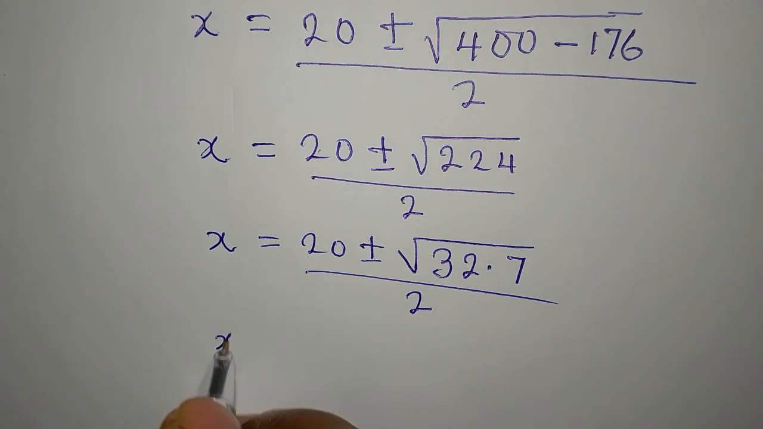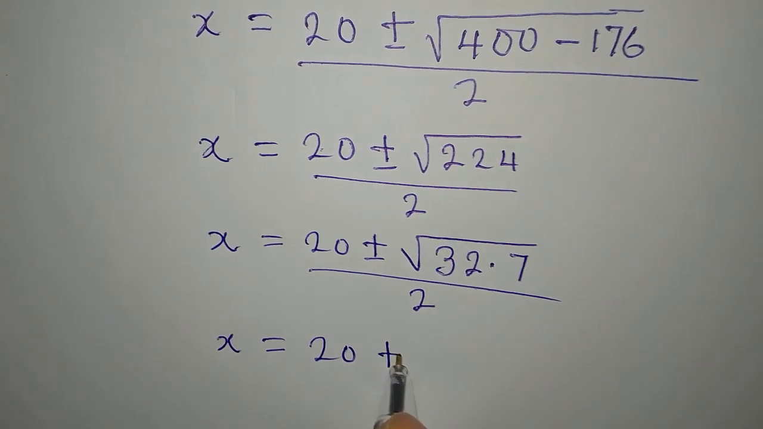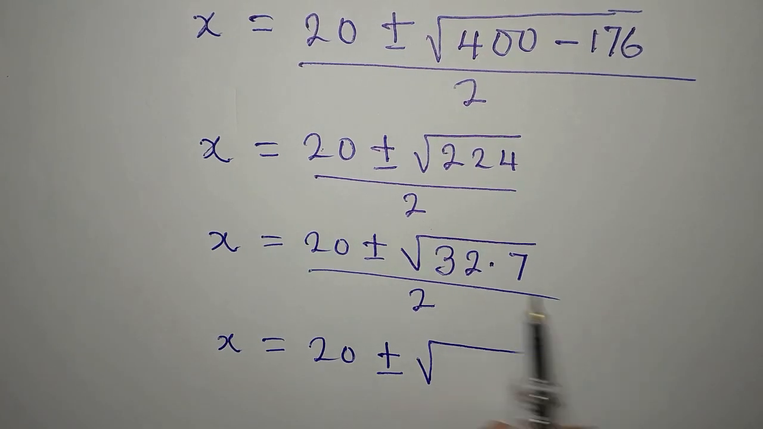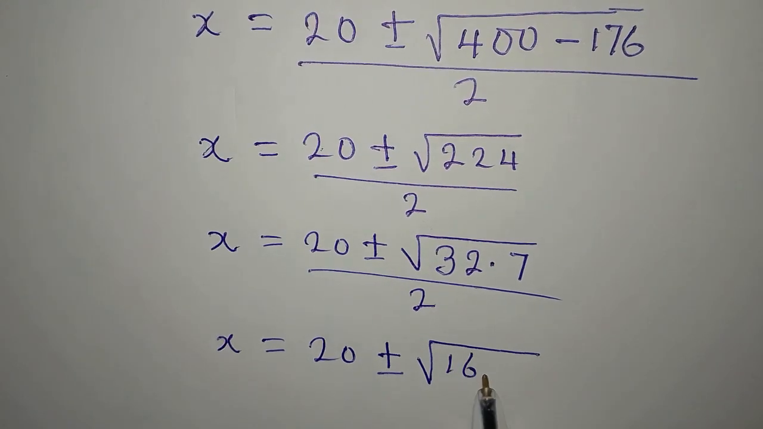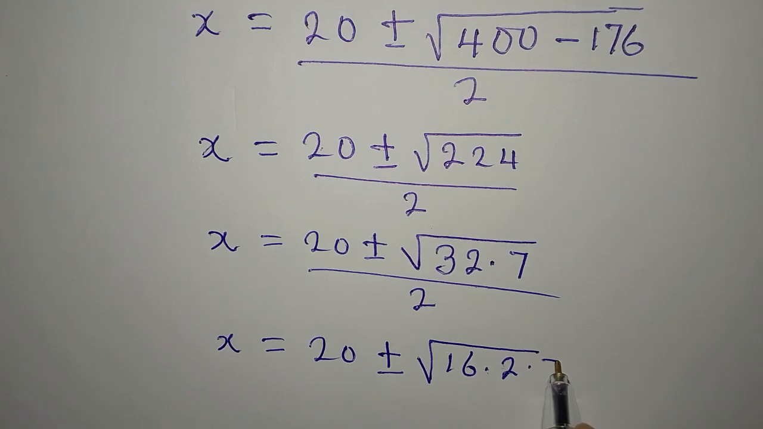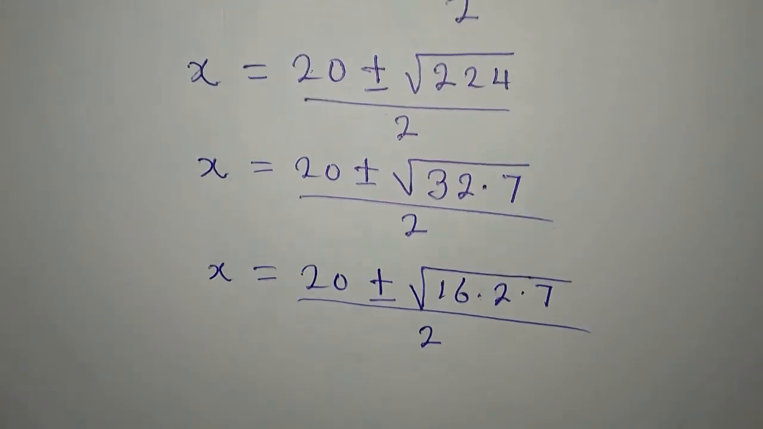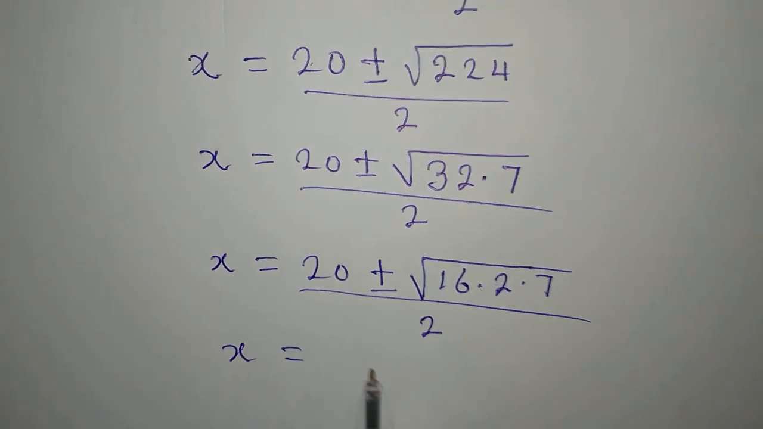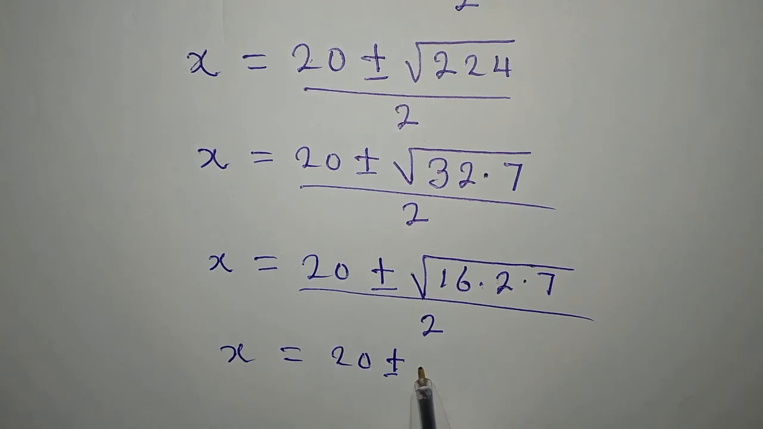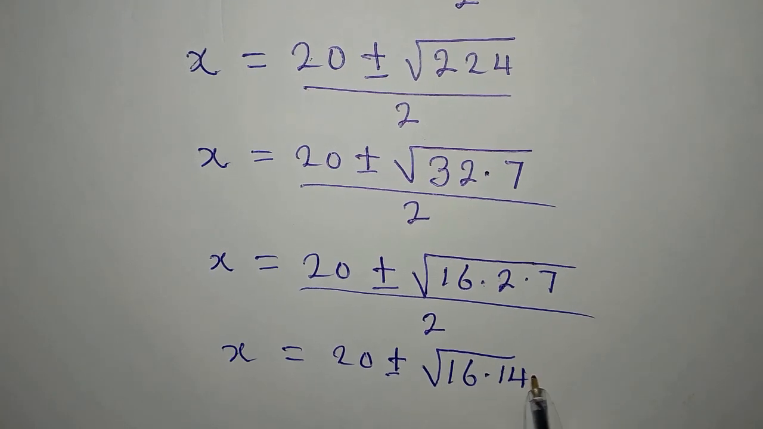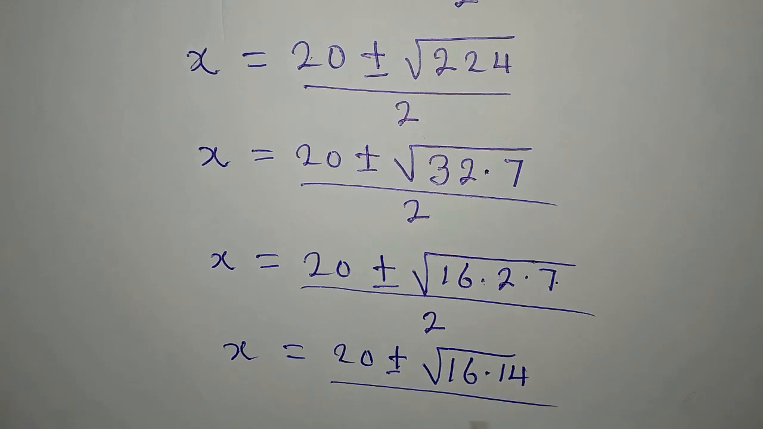Now, our x from here is equal to 20 plus or minus square root of 32. Okay, 32 is not a perfect square, so we need to do more work there, right? So now 32 is 16 times 2 times 7, and this is over 2. Now from here, what can we do? x is equal to 20 plus or minus, then we have square root of 16 multiplied by 14. 2 times 7 is 14, then we have this by 2.